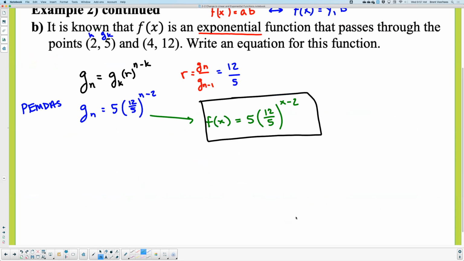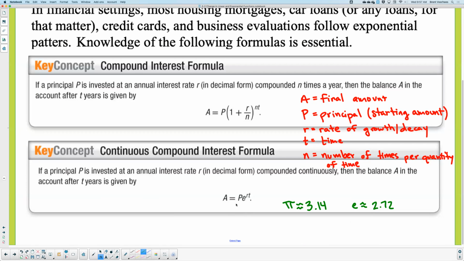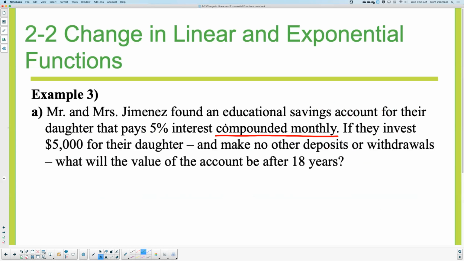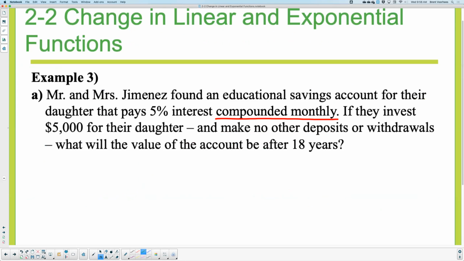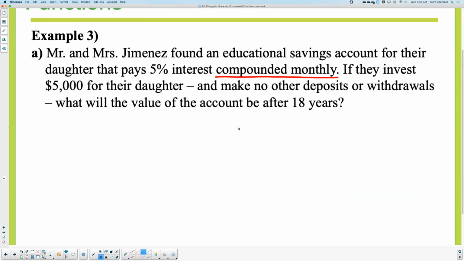This formula, I didn't tell you this, is used if something's being compounded all the time, continuously, meaning all the time, not stopping. This one is used when you only compound a certain number of times per year. On this one, it says it's compounded monthly. Does that mean you're compounding it all the time or a certain number of times per year? So we use the top formula, which was A equals P times (1 plus r divided by n) raised to the power of n times t.